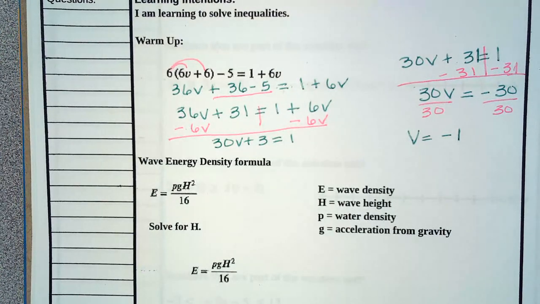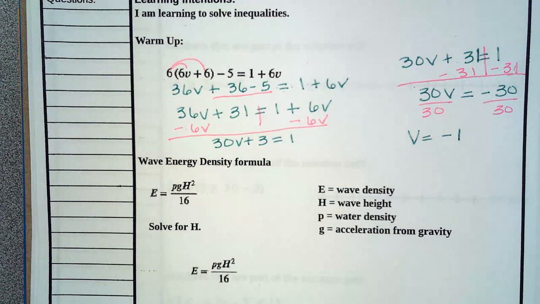Okay, the wave energy density formula is E is equal to P times G times H squared divided by 16. E is the wave density. Your H is the wave height. Your P is your water density. And G is your acceleration from gravity. This is an actual formula that is used. How do we solve for H?